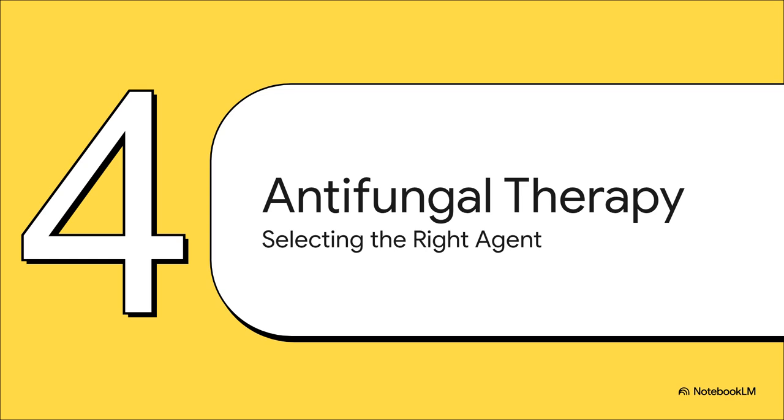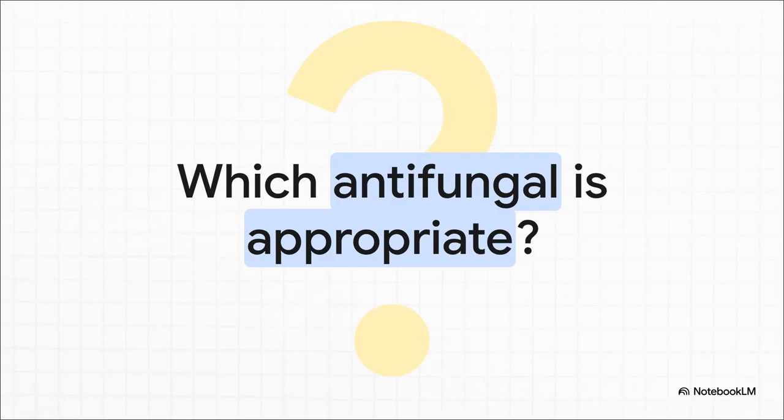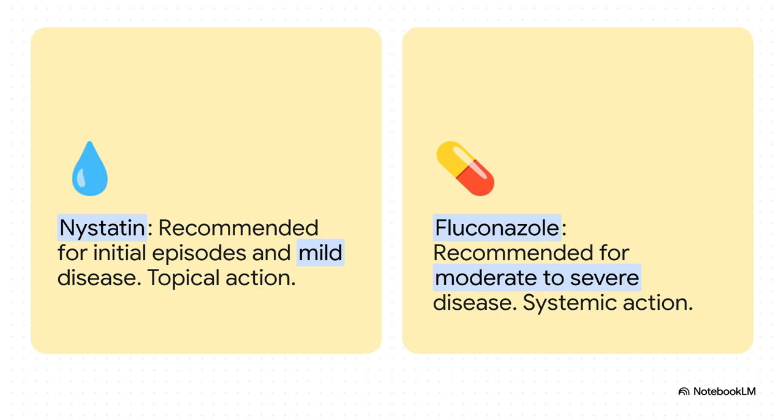Okay, so we've counseled the patient, we've addressed the underlying factors. Now let's talk about the drugs. How do we pick the right agent to actually clear up the acute infection? So which antifungal is the right call? This is obviously the big question. And really, the clinical guidelines make it pretty straightforward. It all comes down to the severity of the disease. And this slide really lays out that main decision point for us perfectly. For a mild, first-time case, a topical agent like nystatin suspension, acting right where you need it, is often enough.